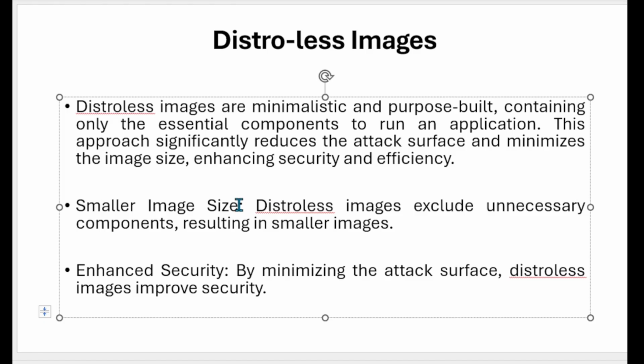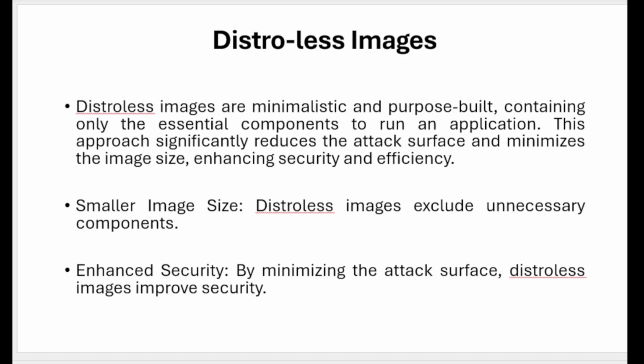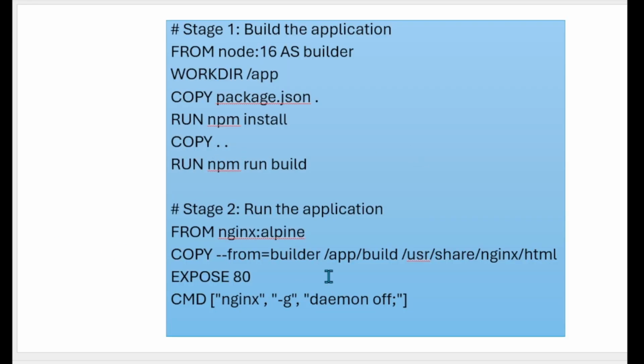Next, smaller image size. Distroless images basically exclude unnecessary components, resulting in smaller images. Next, enhanced security. What does it do? It minimizes the attack surface, meaning all unnecessary, extra files are removed. Even if a security threat occurs, it will manage to take care of only the particular necessary files. This is a normal sample code that we have as a Docker file.